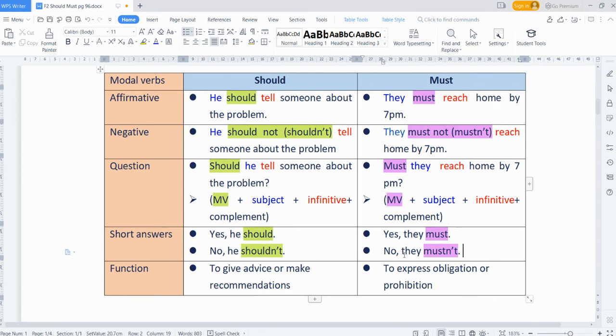So this one is more serious than should. If you want to say something nice, just like an advice, you can use should. But if you want to prohibit someone, you want to give them stricter rules, then you say must.